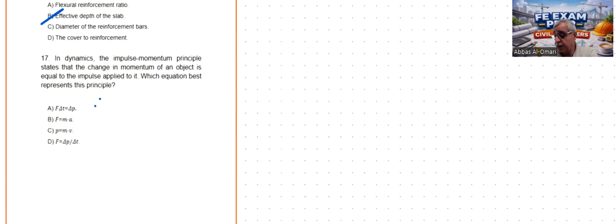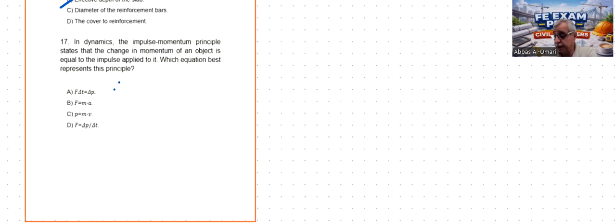And F equals delta P over delta T, this is force. So the correct answer is A, because it relates the force with delta T and change in momentum. It relates force or impulse with change in momentum. Now this relationship is very simple actually.